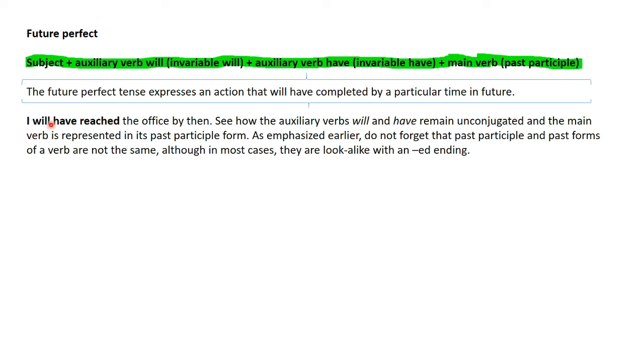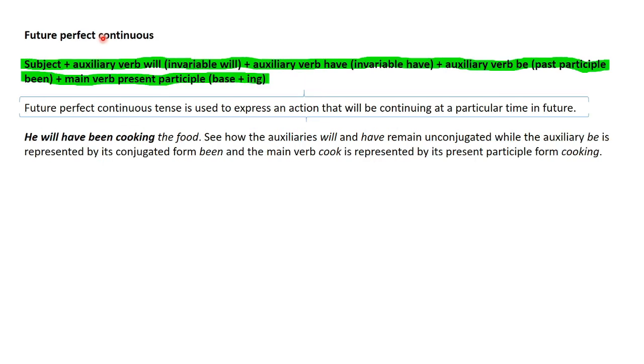I will have run through the bridge. Will and have will remain unconjugated. So if the subject changes, like they will have, she will have, he will have, I will have, the past participle form reached stays the same. See how this will have remains unconjugated. Finally, we have the future perfect continuous tense.